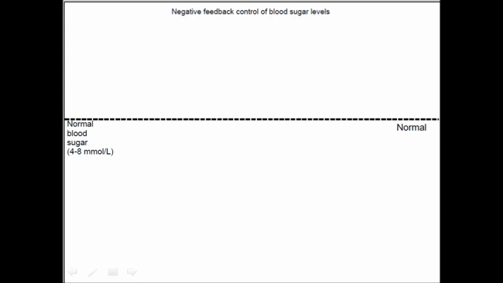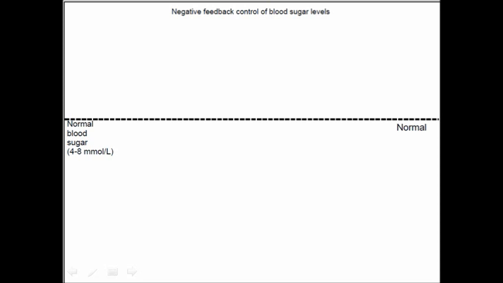And the normal levels are measured in units called millimoles, and we're looking at a level between 4 and 8 millimoles per litre of blood. That's the desired range. Obviously, if you've just eaten, it's going to be towards the top end of the range. If you've not eaten for quite a while, it's going to be right down at the bottom part of the range.